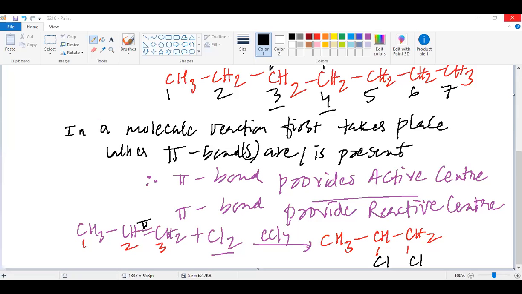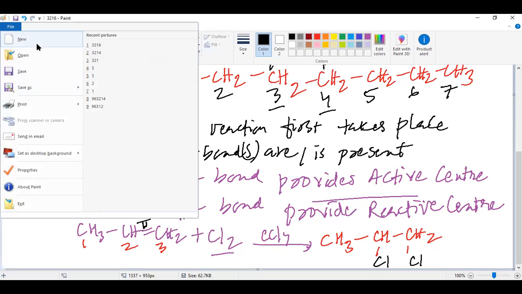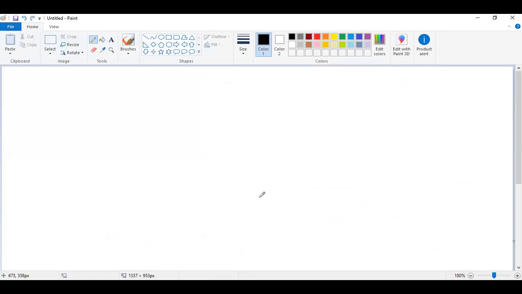Okay, so let's move forward and understand the next one. Okay, my dear students, in the 10th standard, we have studied about the various representations of the molecule. How? Let me tell you. Suppose we have a carbon compound. So we may have this carbon compound.